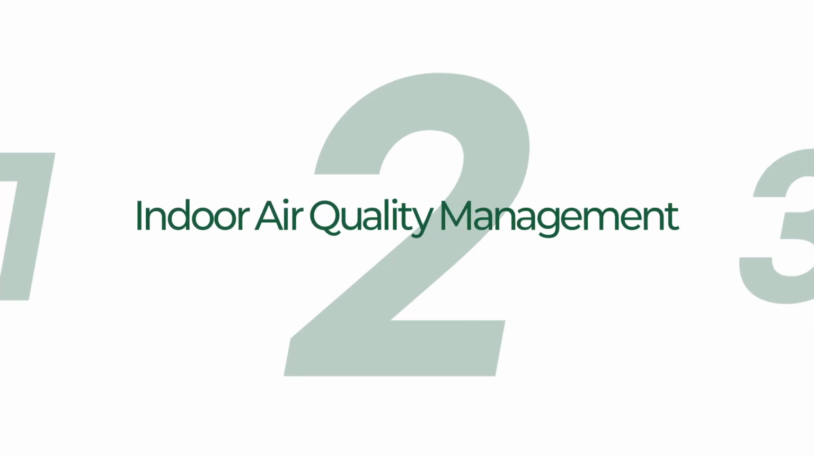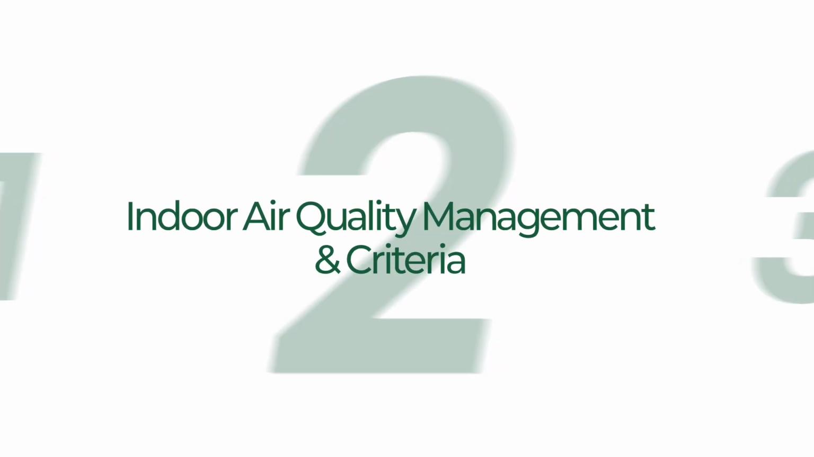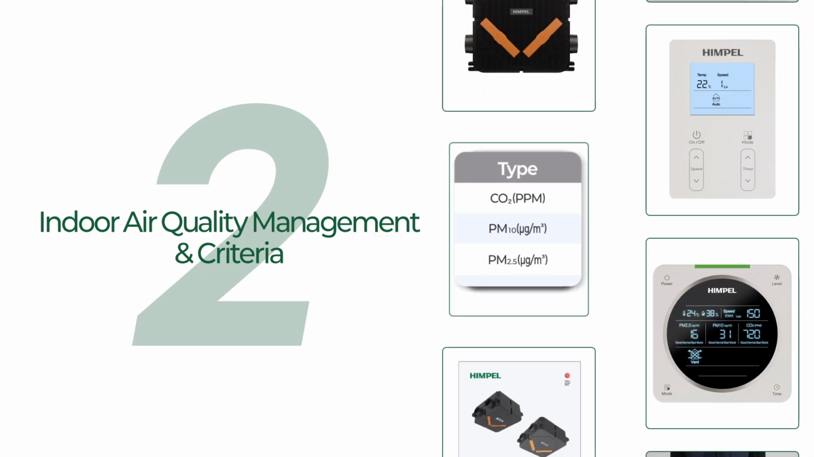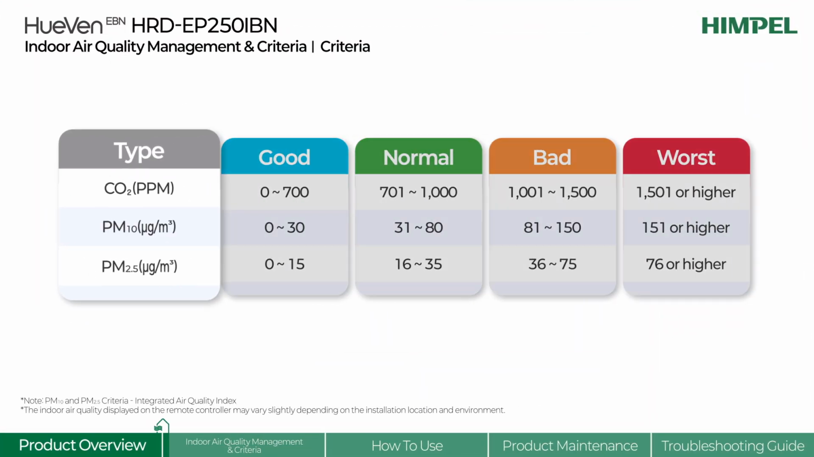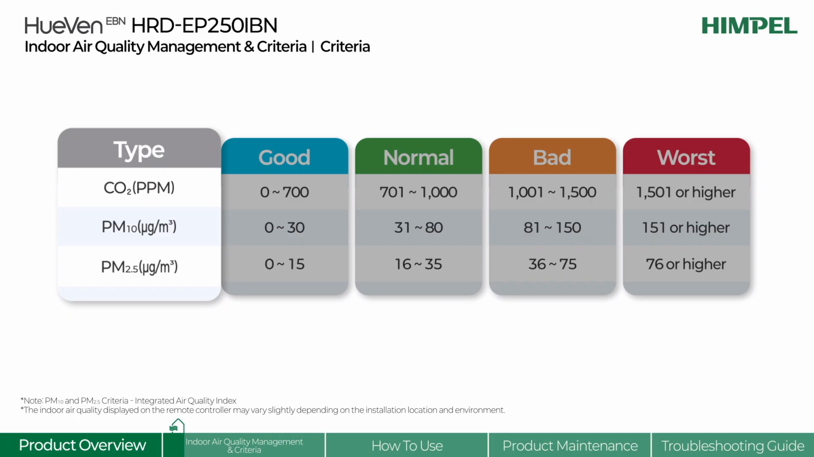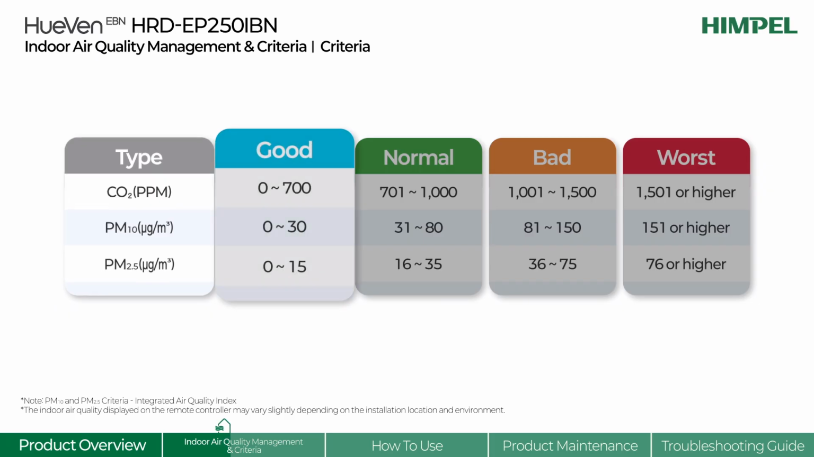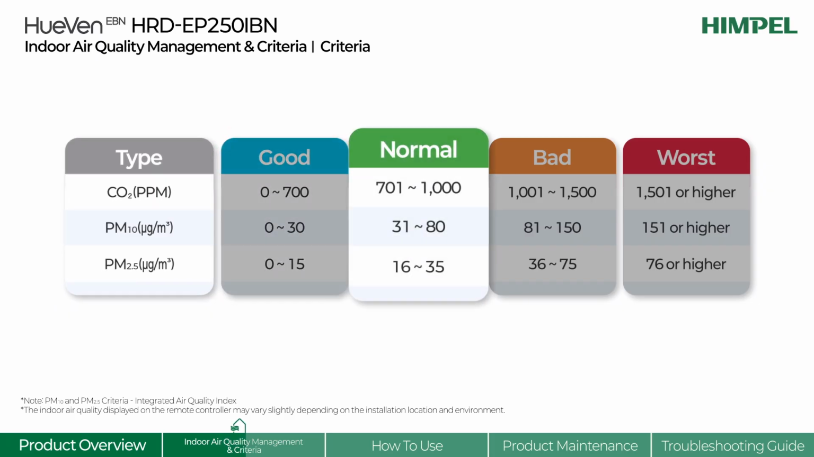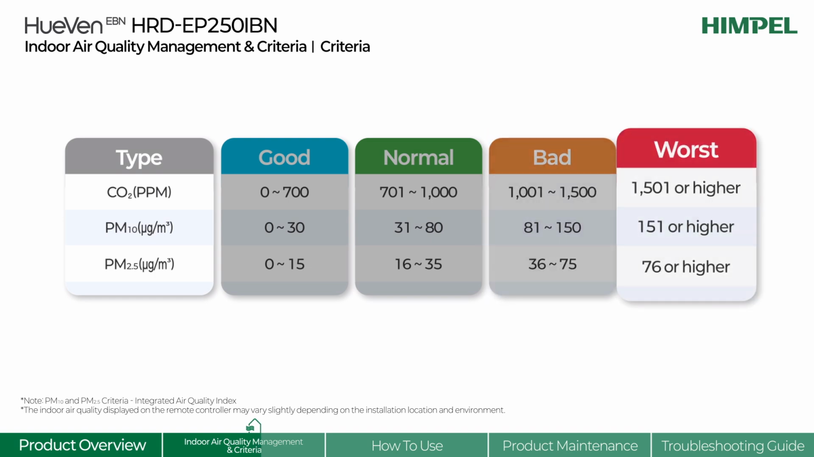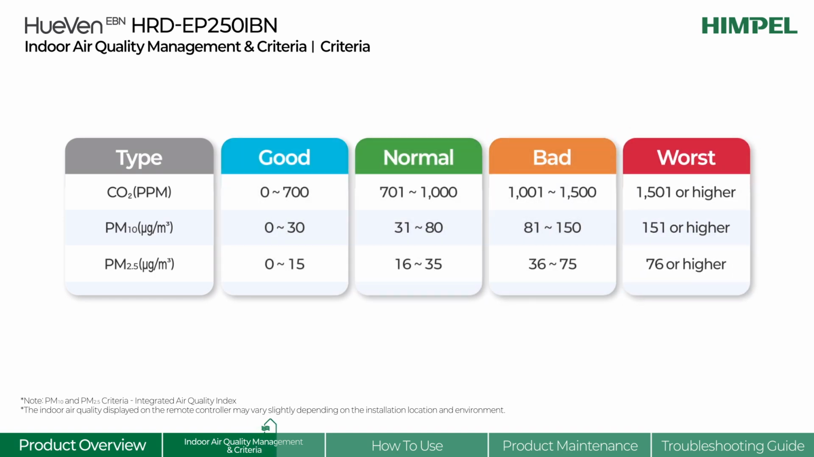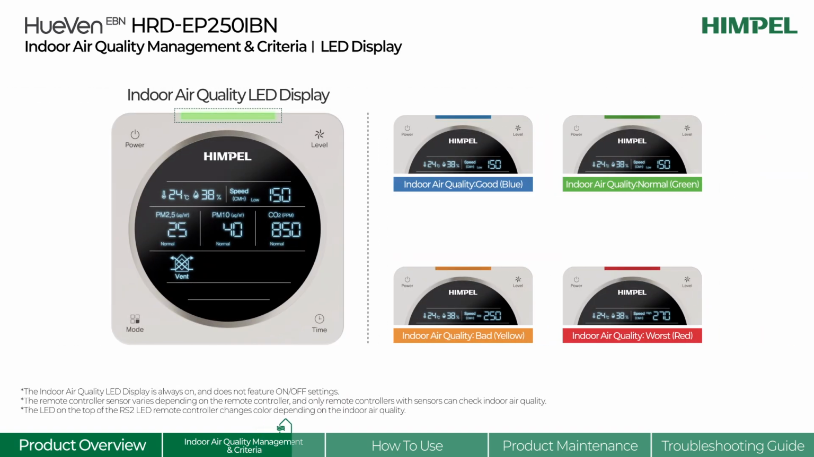Indoor air quality management and criteria. The product measures levels of CO2, fine dust PM10, and ultra-fine dust PM2.5. Air quality is displayed in 4 levels: good, moderate, poor, and very poor. The LED indicator shows real-time air quality status so you can check conditions at a glance.